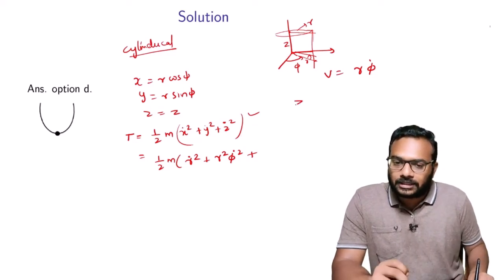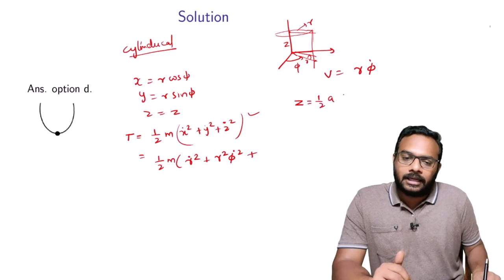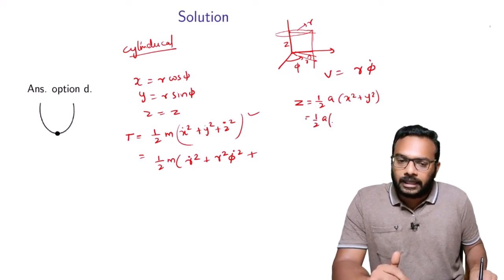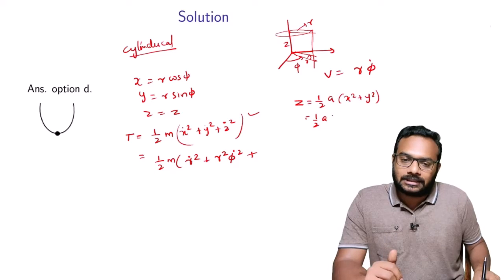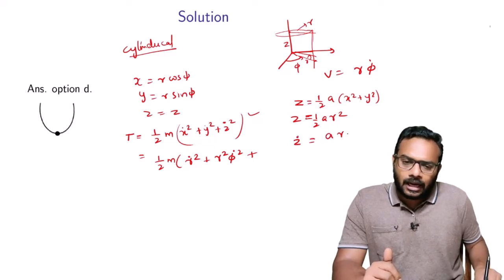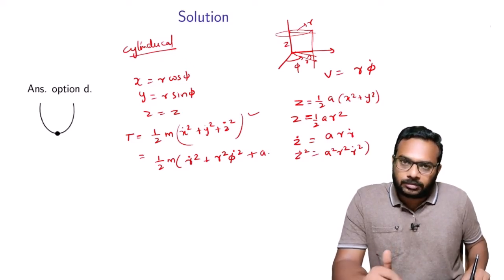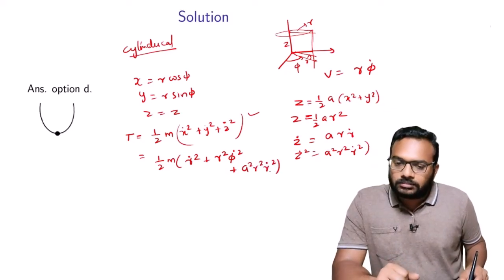But we have this equation z = (a/2)(x² + y²). Now x² + y² is r² cos² phi plus r² sin² phi, so that is simply r². So z = (a/2) r². Then ż becomes a r ṙ, so ż² becomes a² r² ṙ². So the kinetic energy becomes, with the term corresponding to ż, plus a² r² ṙ². Yeah, that's fine.